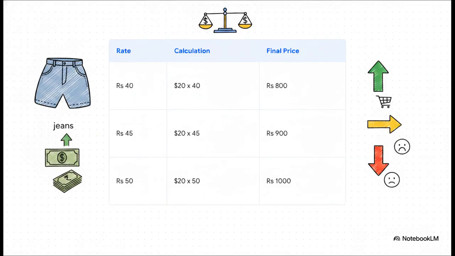Let's actually run the numbers here. Say we have a baseline exchange rate of 45 rupees per dollar. Those $20 jeans will cost you 900 rupees locally. Pretty straightforward. But let's say your home currency depreciates to 50 rupees per dollar, meaning it takes more of your hard-earned cash to buy a single US dollar. Suddenly, that exact same pair of jeans jumps to 1,000 rupees. On the other hand, if your currency appreciates, getting stronger at, say, 40 rupees to the dollar, those jeans drop down to just 800 rupees.